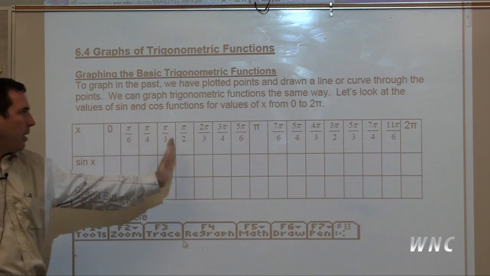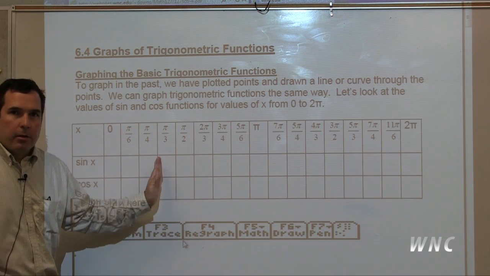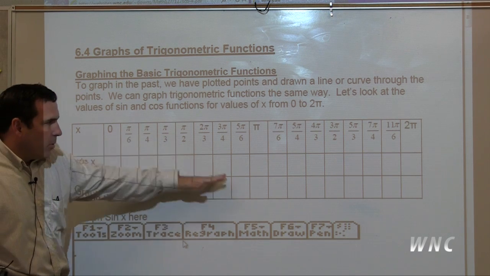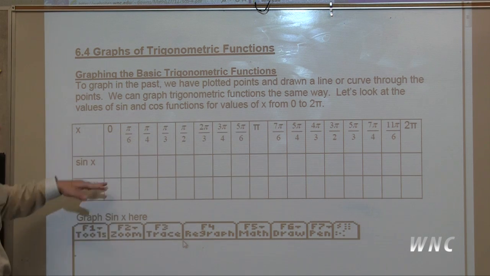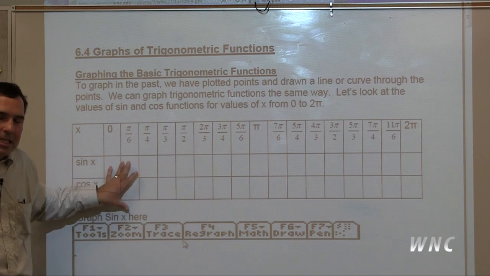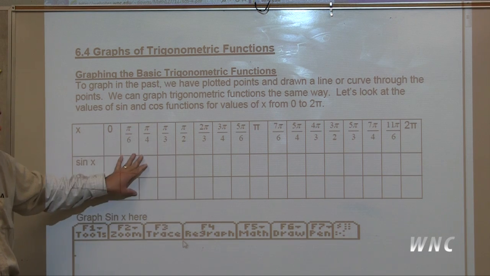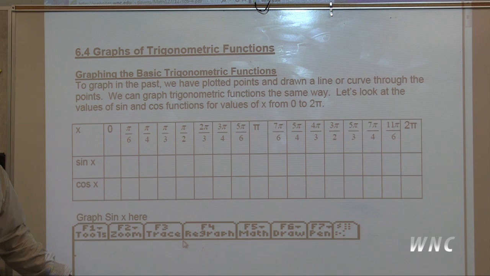They really repeat after the pi over 2. You'll see some get big, get small, get big again, or start big, go small. The point is you're going to see a repeating pattern in the cosine and sine, in the tangent and cotangent, in the secant and cosecant.